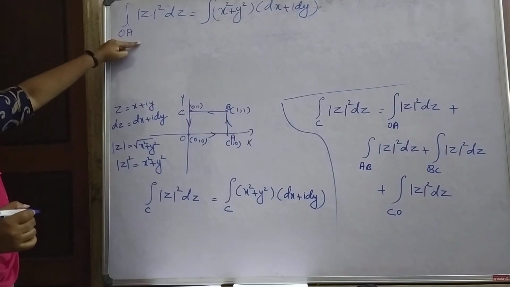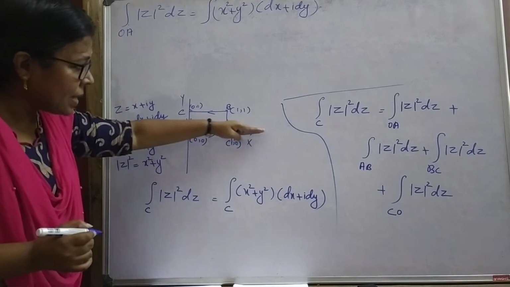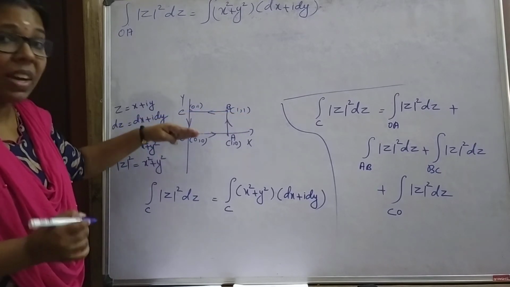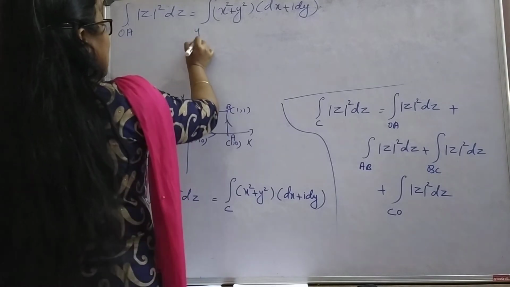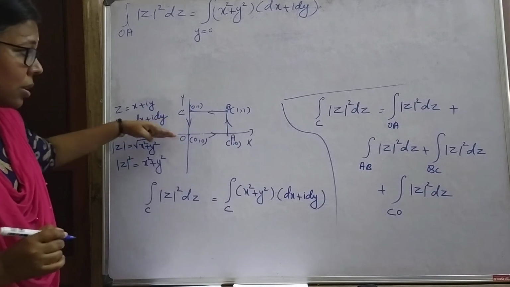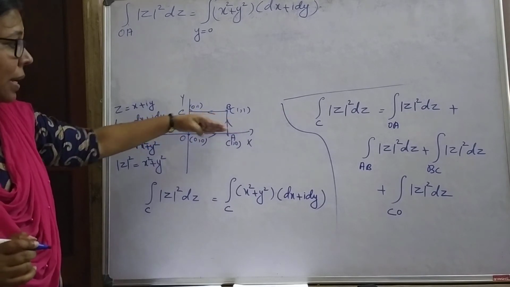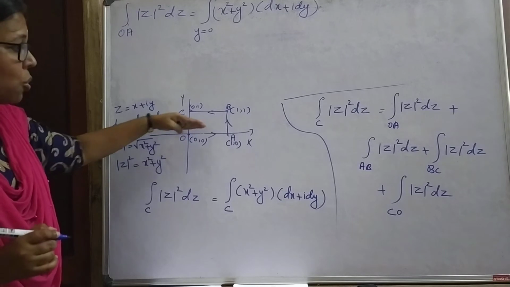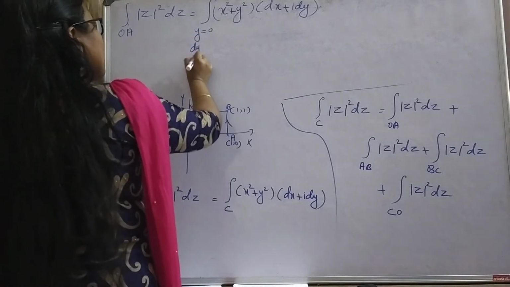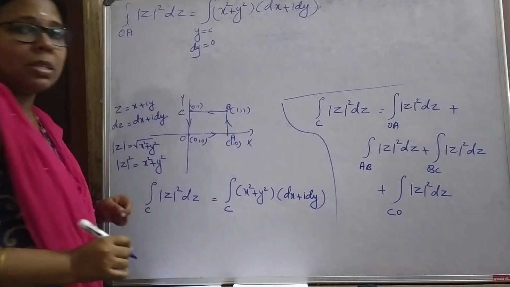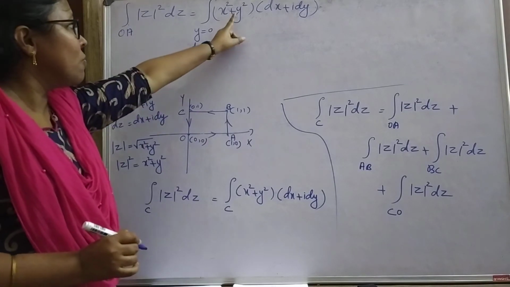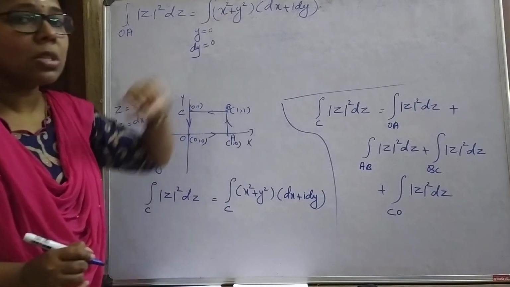What is OA? OA is the line segment on the x-axis. The equation of the x-axis is y equal to 0. OA is along the x-axis, a line segment lying in the x-axis, so the equation of OA is y equal to 0. Y equal to 0 means dy equal to 0, taking the derivative on both sides. Now we substitute y equal to 0 and dy equal to 0.